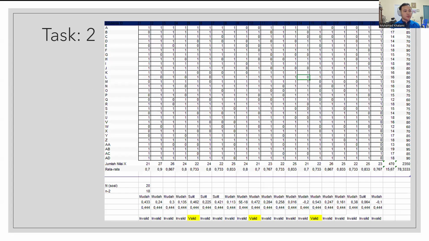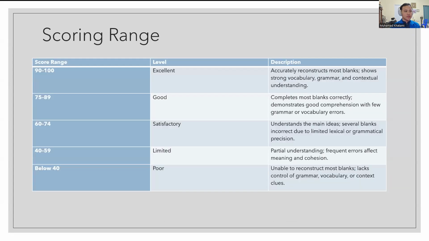Okay. So moving on, this is the table of validity that I've made, where I found that there are three validity levels according to the desired numbers. For the scoring range of 90 to 100, it is considered excellent, because students can accurately reconstruct most blanks and show strong vocabulary, grammar, and contextual understanding.